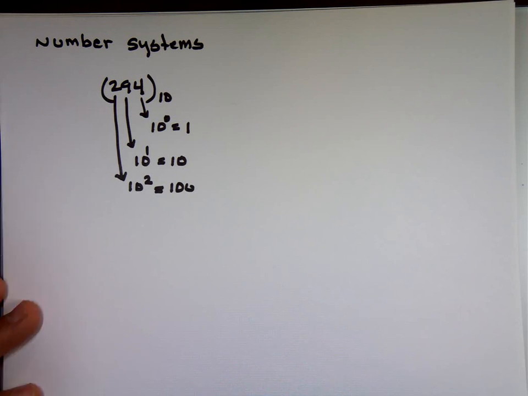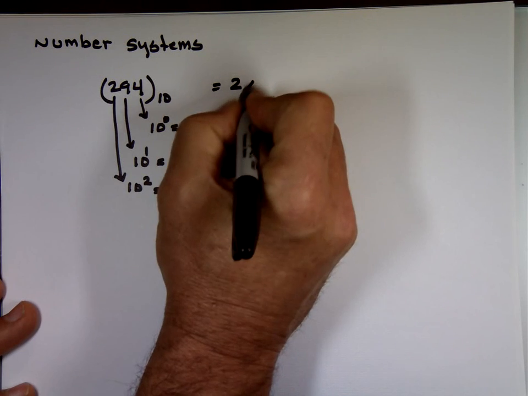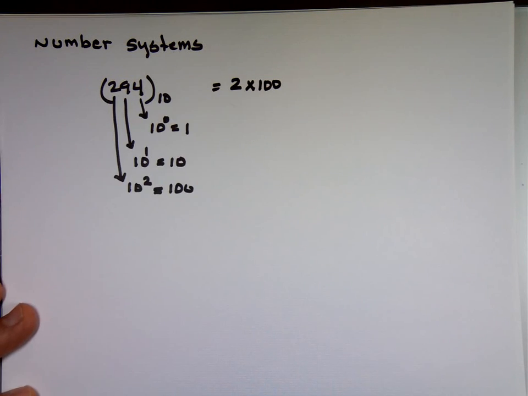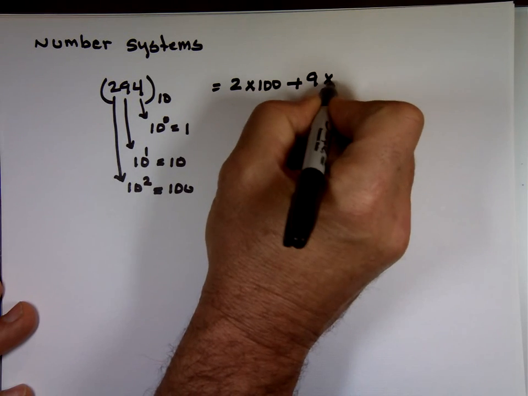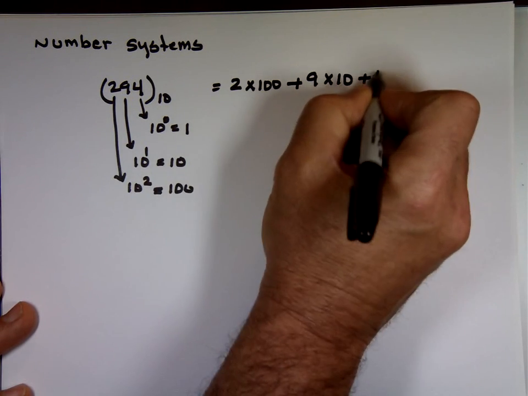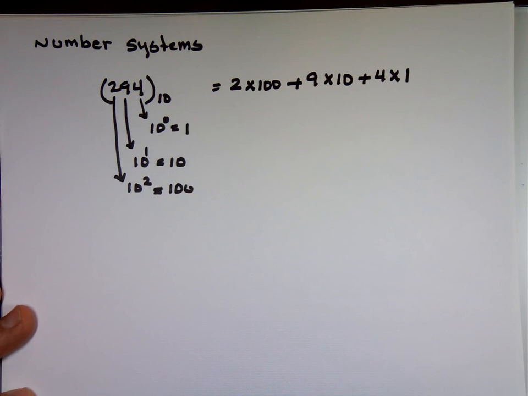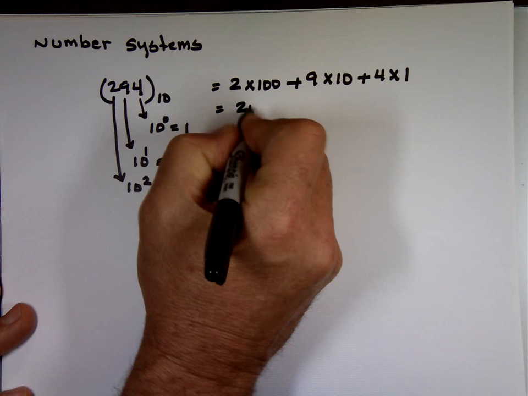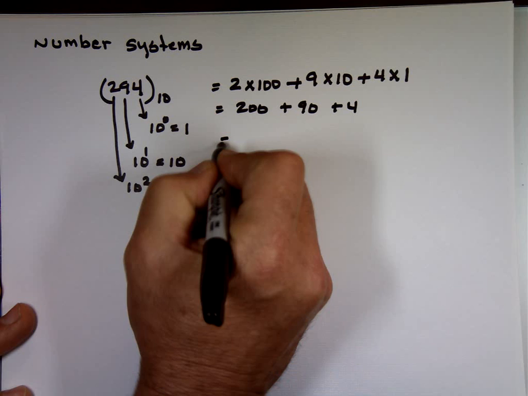1,000, then 10,000, 100,000, and so forth. 10 to the third, 10 to the fourth, 10 to the fifth, and so forth. So when you see a number like this, the value of that number is really 2 times the weight, and the weight of that digit is 100, plus, this is the tens, 9 times the weight of that, which is 10, plus 4 times the weight of that, which is 1. So that number is what? 200, plus 90, plus 4, and that's where the 294 came from.